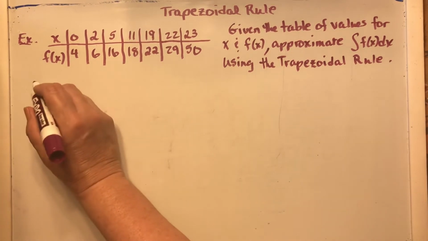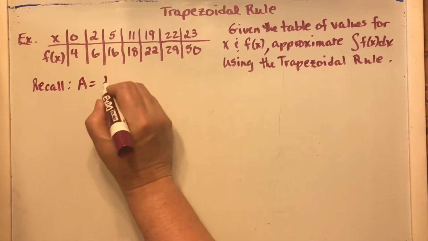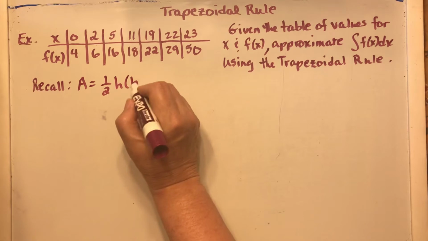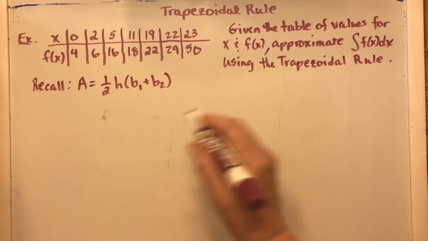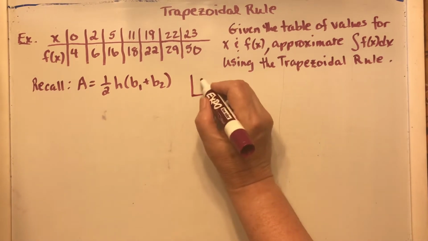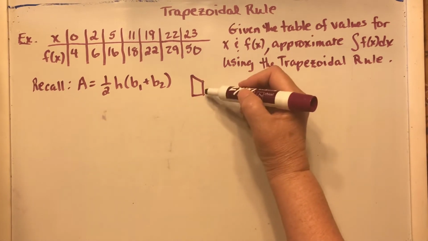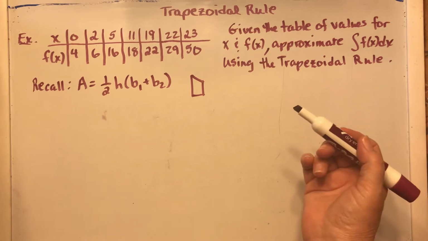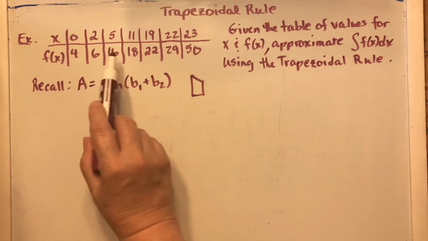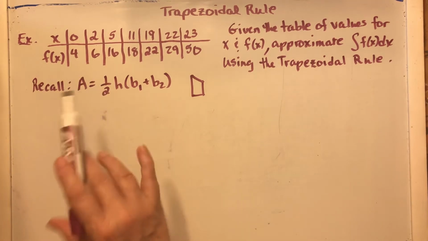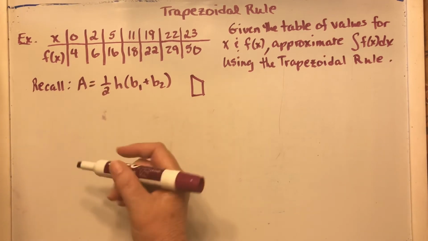So let's recall real quickly, the area of a trapezoid is 1/2 the height times the sum of the two bases. So to remember what a trapezoid is, I'll just sketch one real quickly. This might be a trapezoid. So your height is always perpendicular to your two bases, and your two bases are the two sides that are parallel. All right, so now what I'm going to do is I'll sketch just a few of these points just so you can get the idea of what we're doing. But again, sketching is not necessary in order to figure this out. This is just so you can picture what we're doing.